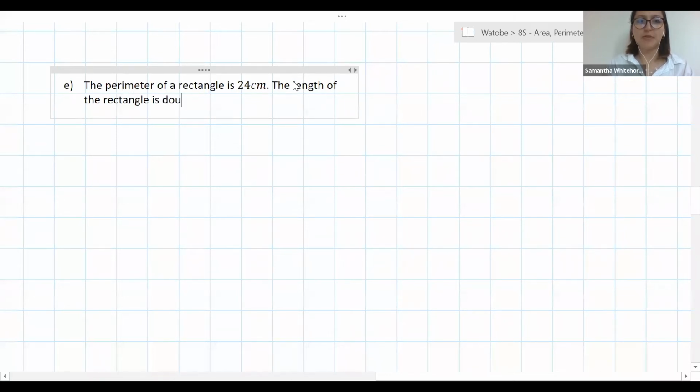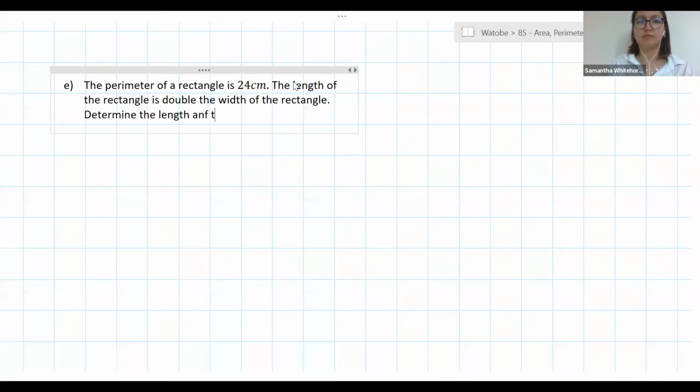is double the width, or you can say breadth, I don't really mind, is double the width of the rectangle. Determine for me the length and the width. We'll get it right eventually. Or breadth, you can use either one. This is a little bit trickier. I'm going to let you try it by yourselves.